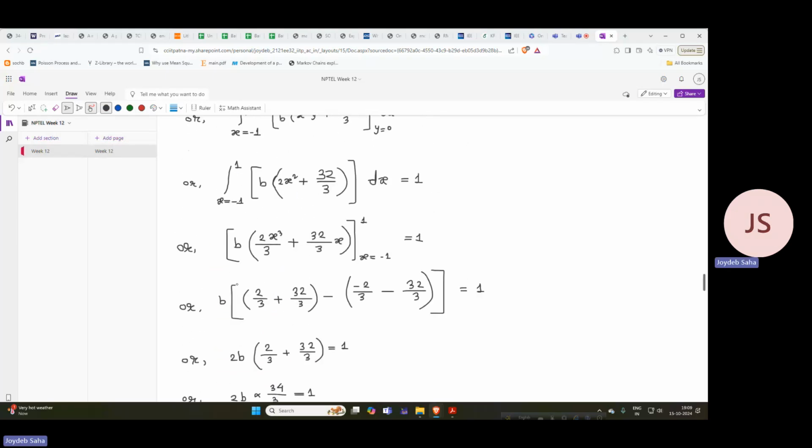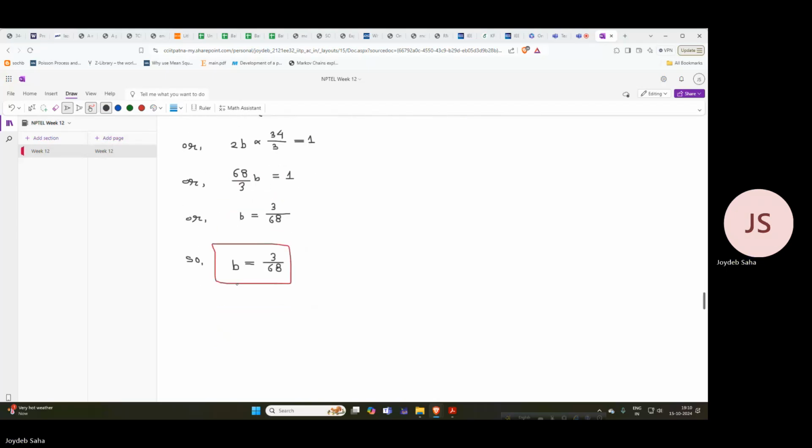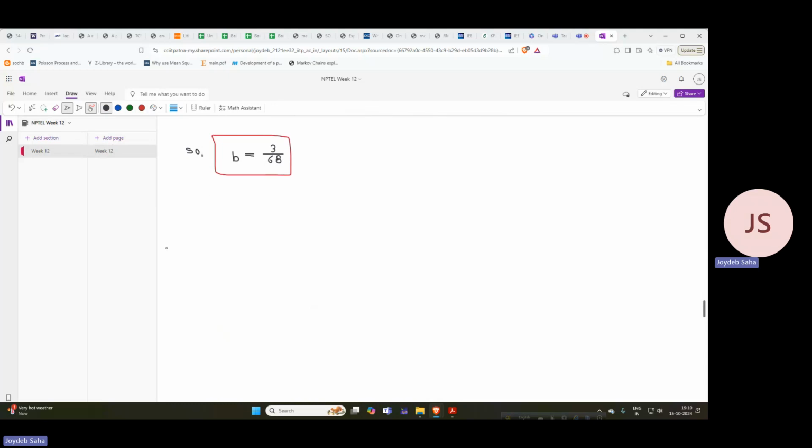So, is there any query regarding this problem? Try to understand what we have done, and then we will proceed for the next question. Is there any query regarding this question? Please try to understand what we have solved. Okay, then we will come to example 3.